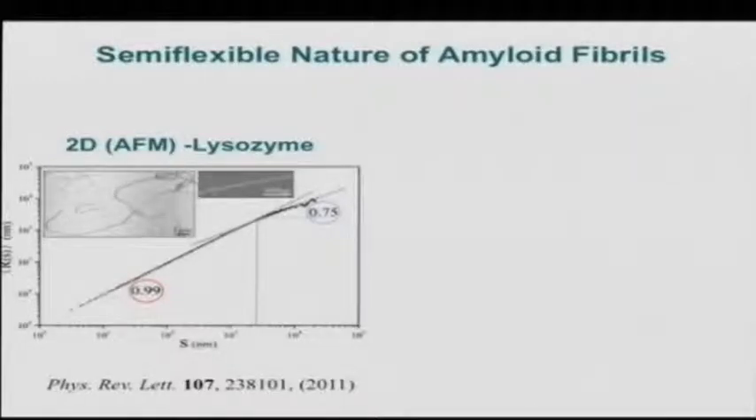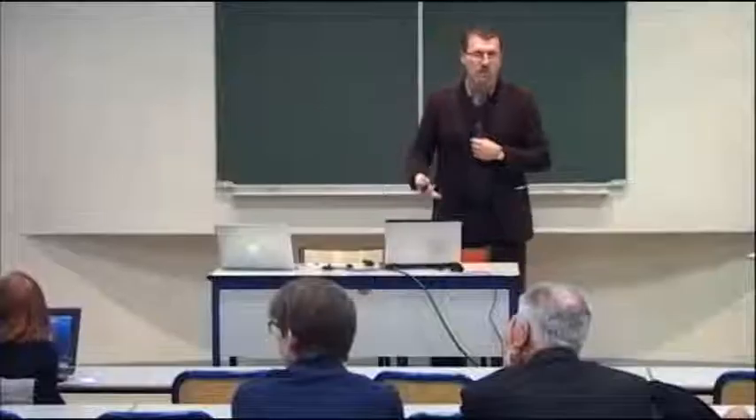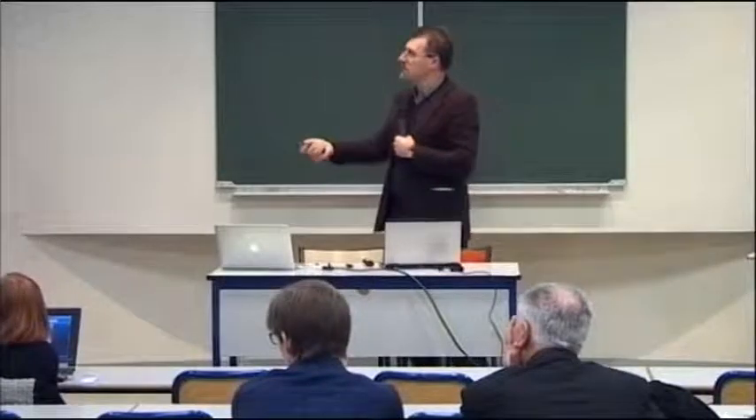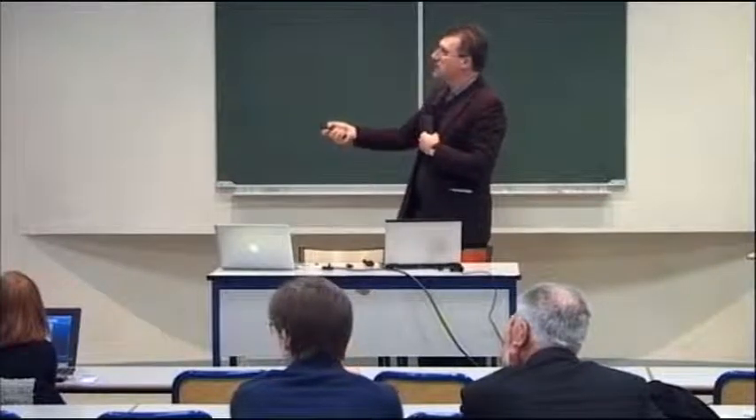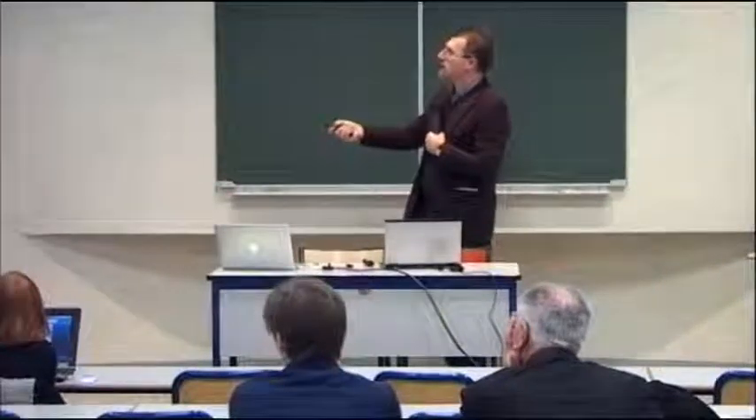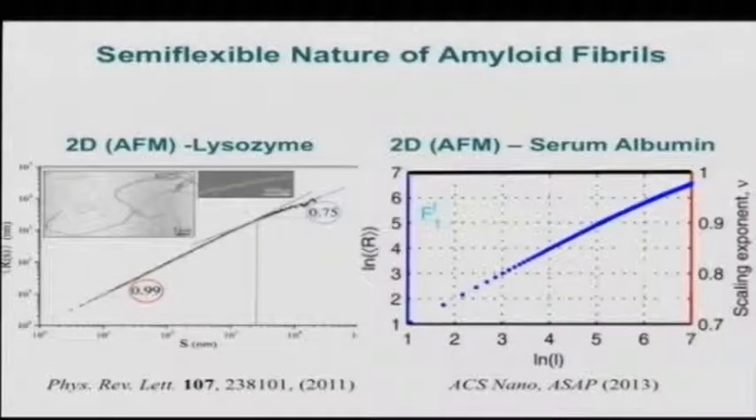0.75. And for those of you who are familiar with polymer physics, 3/4 is the characteristic exponent of a self-avoiding random walk in 2 dimensions. It is the exponent which comes out from the Flory argument. So this is for lysozyme. It's a general thing. I'm showing you here bovine serum albumin.